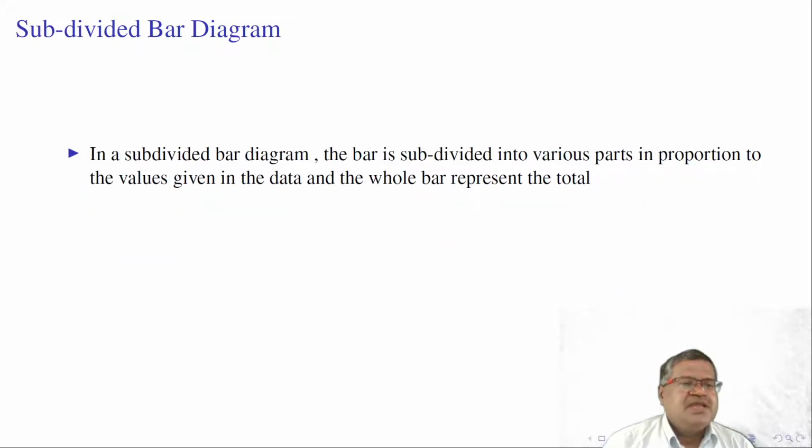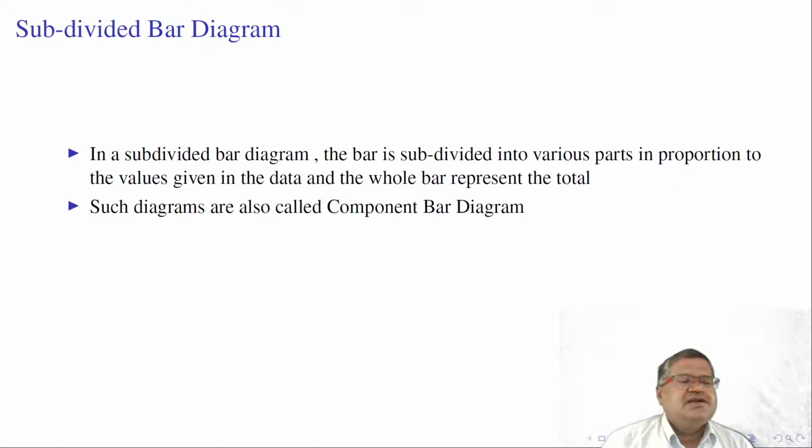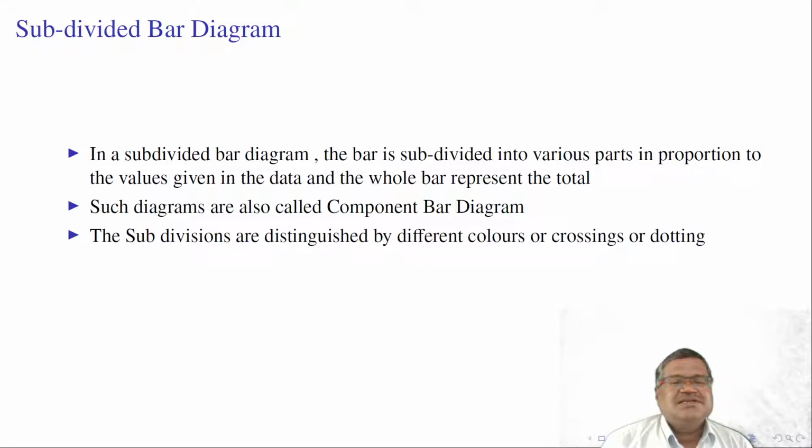Subdivided bar diagram. In a subdivided bar diagram, the bar is subdivided into various parts in proportion to the values given in the data, and the whole bar represents the total. Such diagrams are also called component bar diagrams. Here in the same diagram we are marking the components differently. The subdivisions are distinguished by different colors or crossings or dottings.